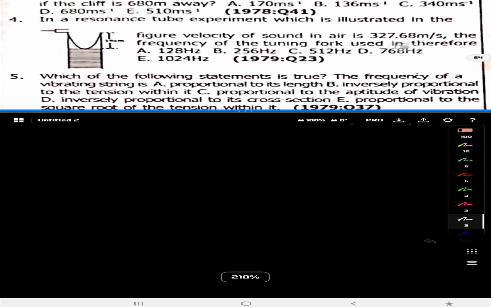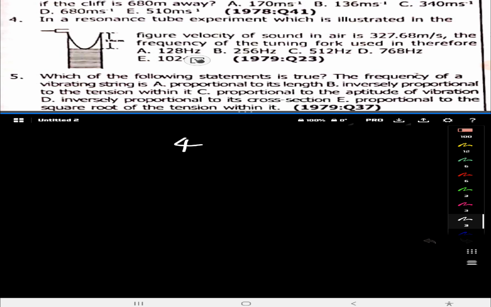This number 4 has a diagram. I'll read the question. In a resonance tube experiment, which is illustrated in the figure, the velocity of sound in air is 327.68 meters per second. The frequency of the tuning fork used is... First we'll write our formula down. They give us a length here, and they give us velocity. They ask us to solve for frequency.